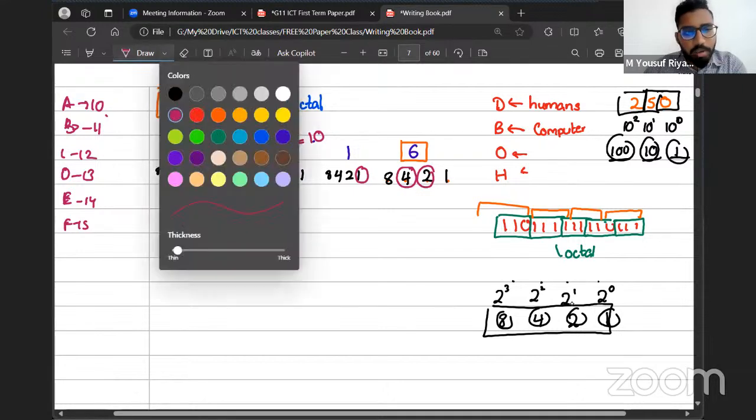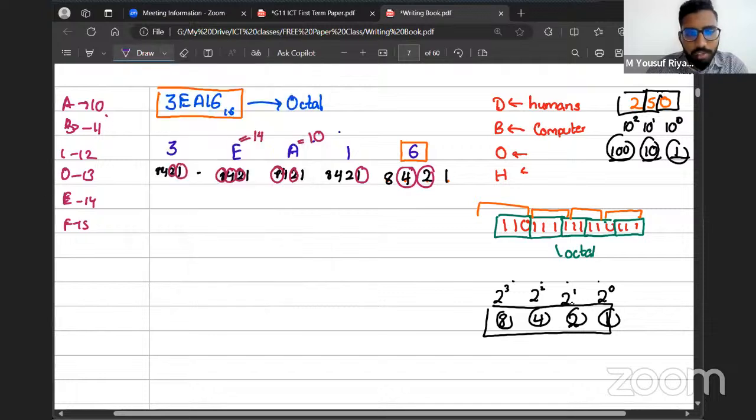Next, below the characters we need, we'll write 1. And below the characters we don't need, we'll write 0. I don't need 8 and 4 here. I don't need 1 here.